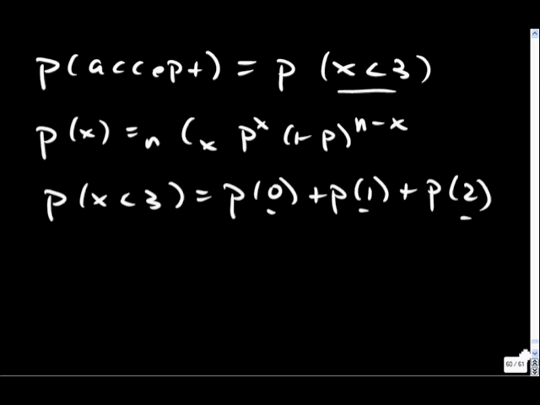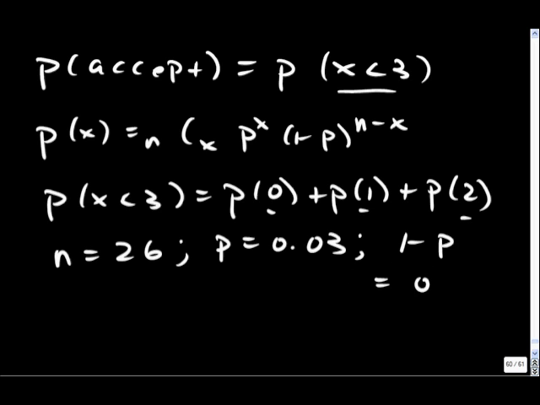Now, remember, N is 26. We're selecting 26 components. P is 0.03. The complement of P is 0.97. Complement of 3% is 97%. X are the values 0, 1, and 2. Let's see what we get.